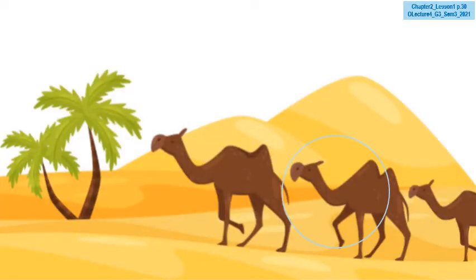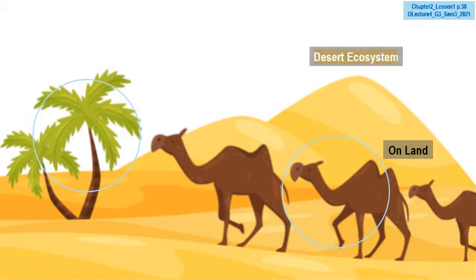Camels are animals that live on land in a desert. The palm tree is another example of living things that we can see in a desert ecosystem. So you know now that there are different types of ecosystems: a forest ecosystem, marine ecosystems, and a desert ecosystem.